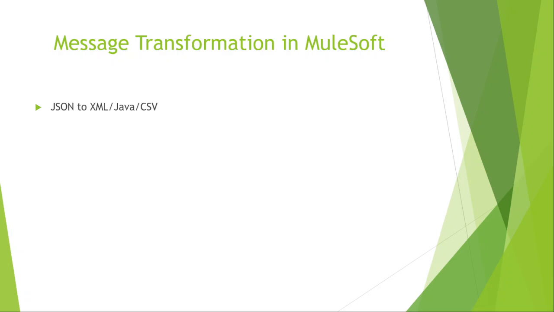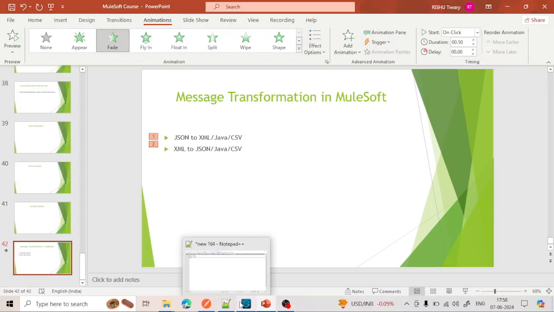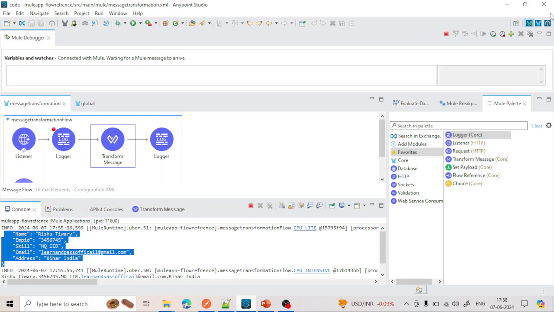Hello everyone, welcome back. In previous classes, we have covered the JSON to XML transformation, JSON to Java transformation, and JSON to CSV transformation. In this lecture, I am going to cover JSON to Java, XML to Java transformation, XML to JSON transformation, and XML to CSV transformation. So let's again go to the AnyPoint Studio and implement the project.